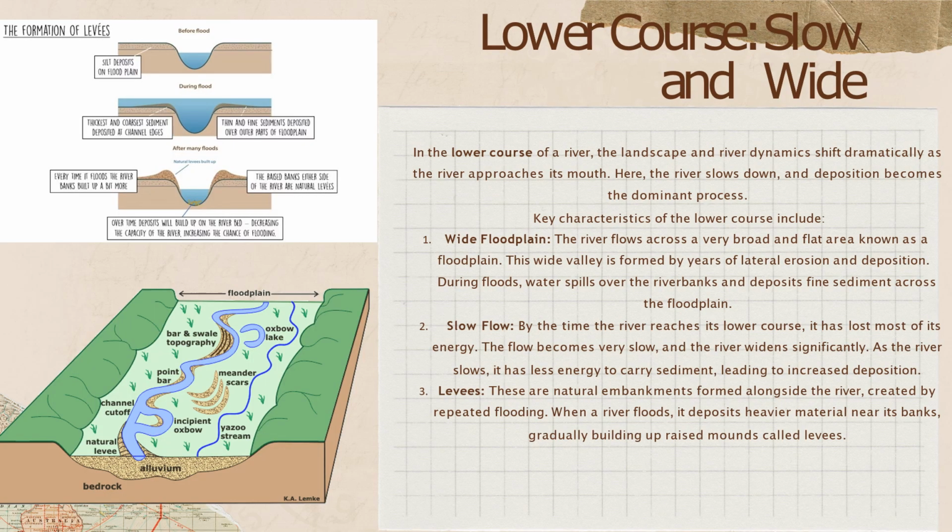Moving to the lower course. In the lower course, the river flows very slowly as it reaches its final stage before emptying into a sea or a lake. The river travels across a wide, flat plain where deposition dominates because the river has lost its energy.